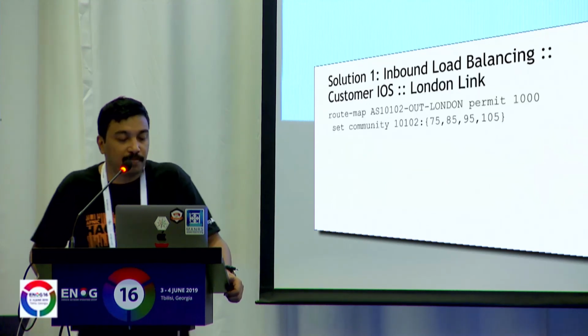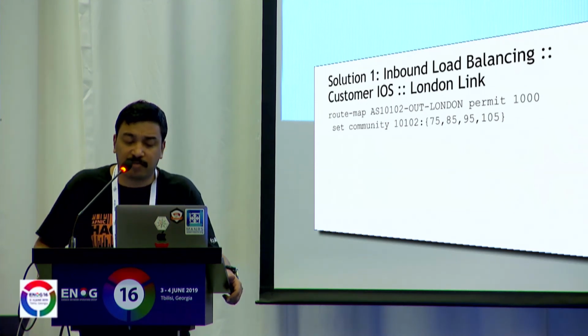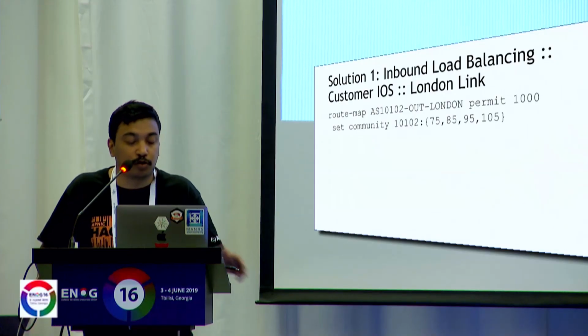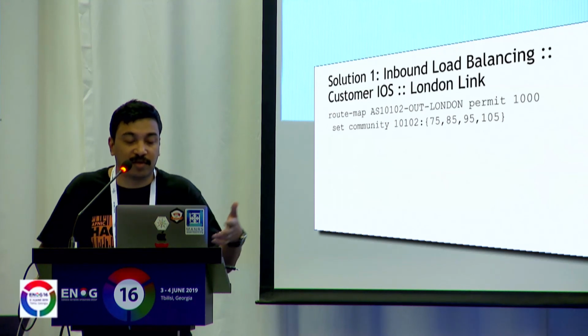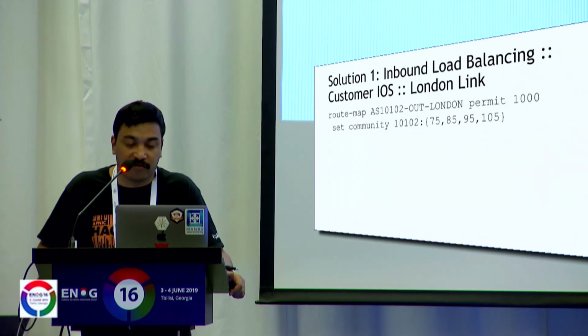So what can the customer do? The customer can match some of their prefixes, and while advertising them towards a different link, they can change the local preference, like reduce it or increase it, depending on the scenario. So if the client is advertising some prefixes with a specific community like 10102 colon 75, 85, 95, or 105, at that time when the route is received by the upstream provider, the upstream provider resets the local preference value based on the community.